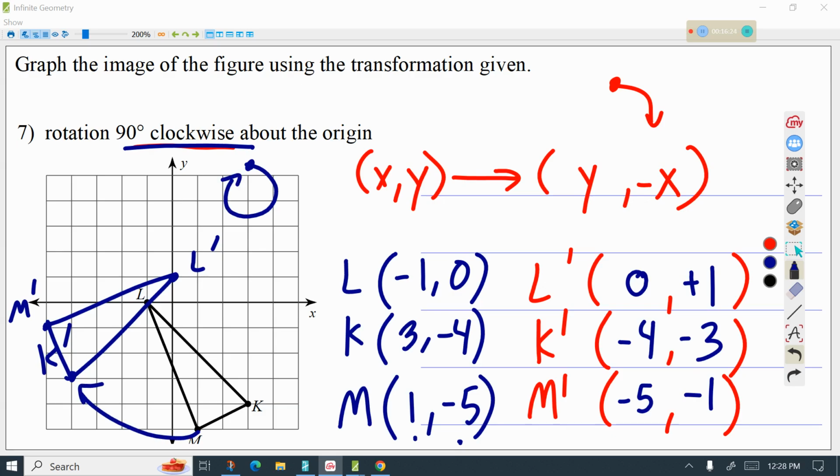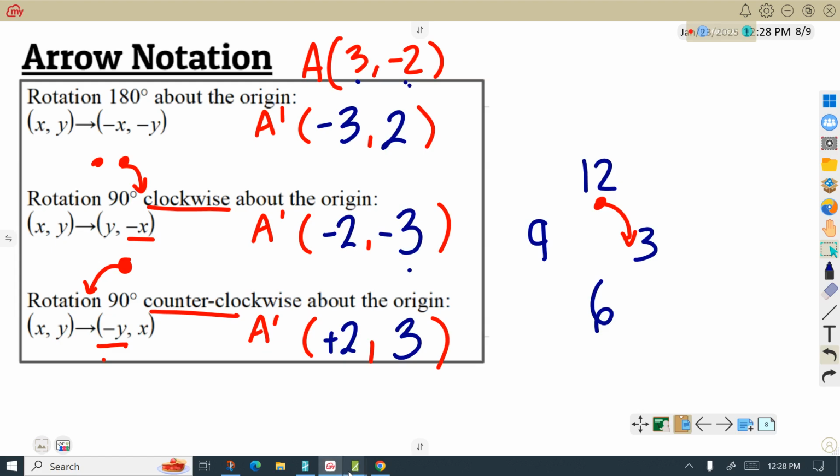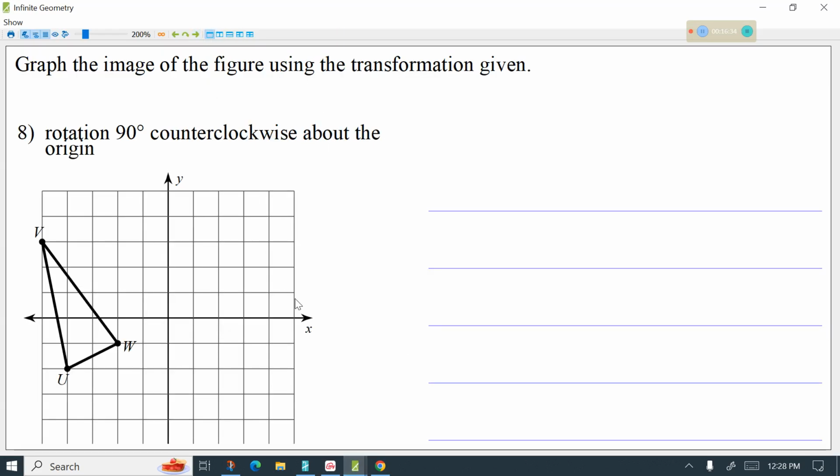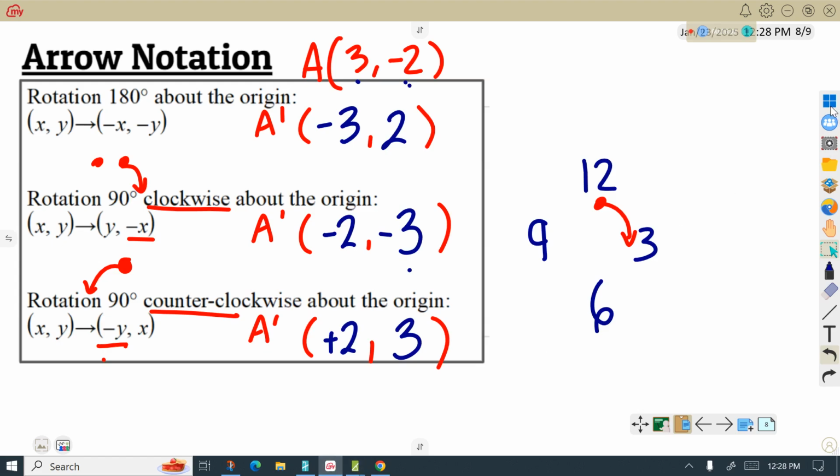Okay, it did. Always think about that. It's really easy to go the opposite direction, so double check, right? Because that part's your job, to double check and make sure that you're right. Okay, counterclockwise. We'll do this one.